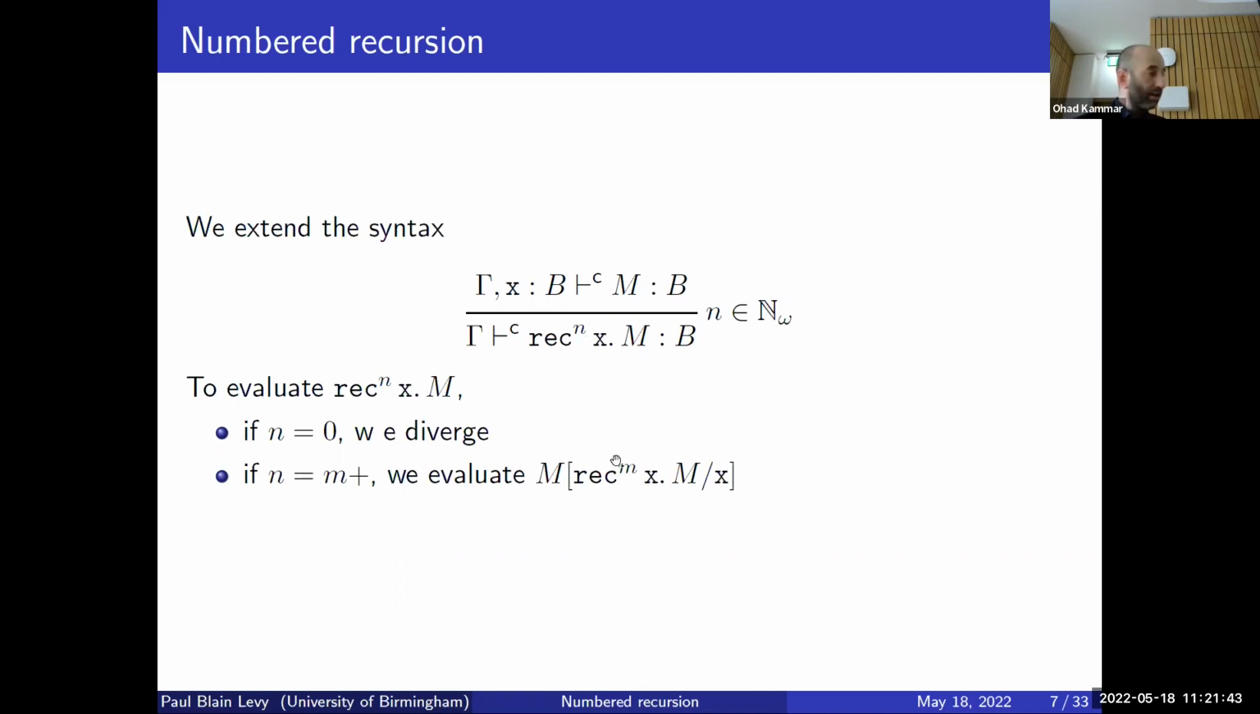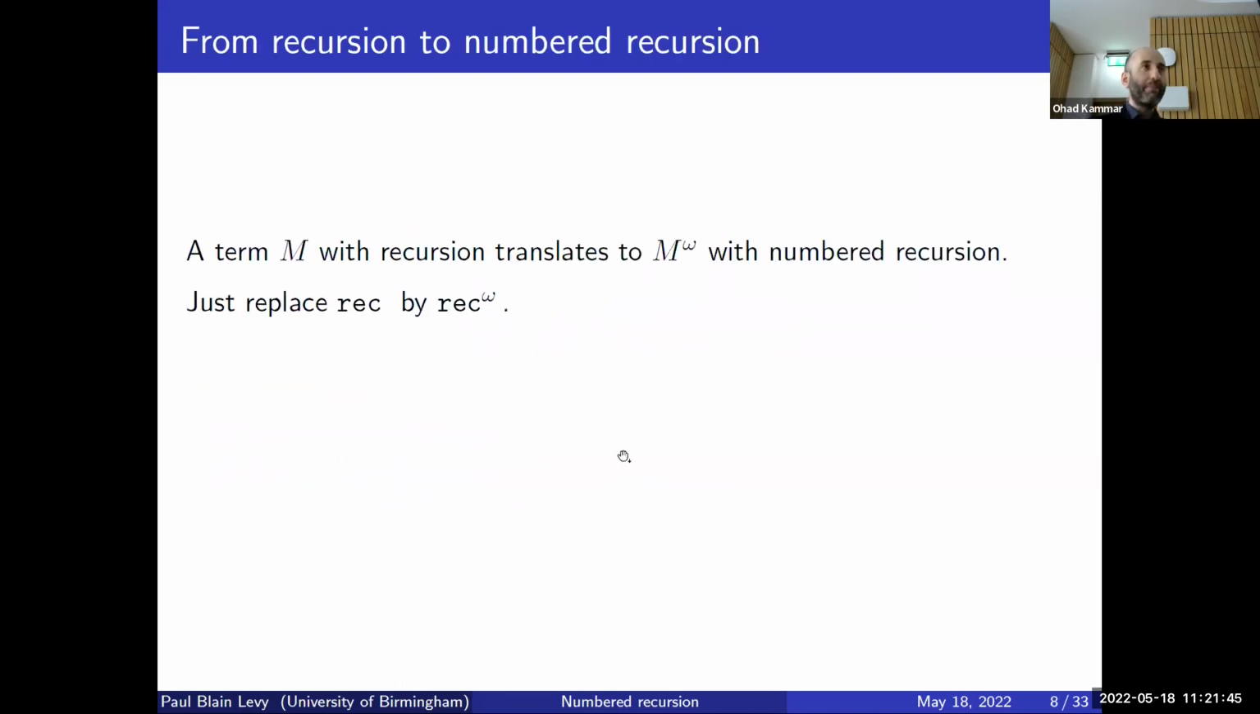Again, I'm deliberately doing lots of things simply in the PCF setting because it gets more complicated when we move to the second half of the talk. So I think it's good to do it in a simple setting. The language with recursion embeds in the language with numbered recursion. How does that work? You just annotate all the recs with omega. You annotate everything with omega.